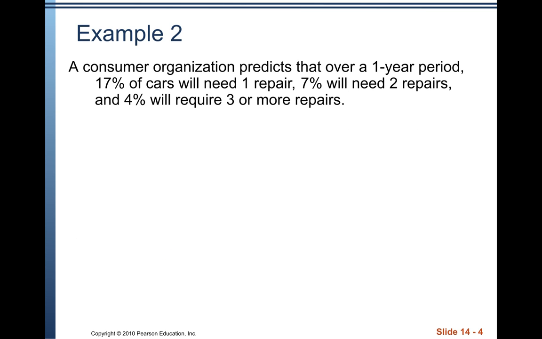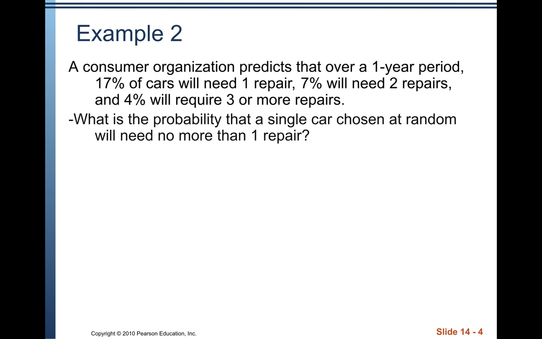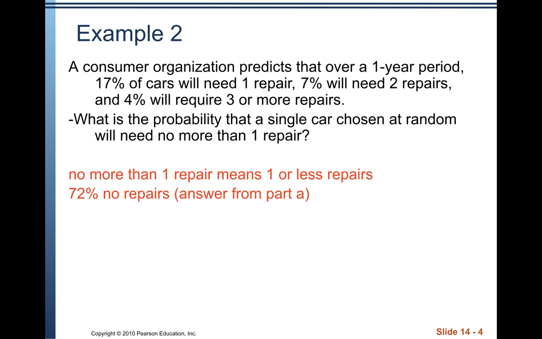Second example, we're going to use the same information. Now we're going to ask, what is the probability that a single car chosen at random will need no more than 1 repair? So the key in this case is no more than 1 repair. So the question is, does no more than 1 mean 1 or more or 1 or less? No more than 1 means 1 or less.